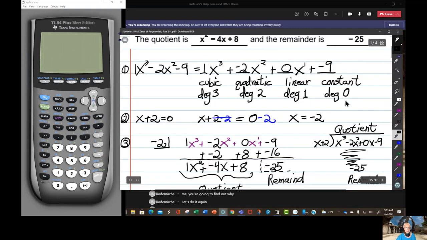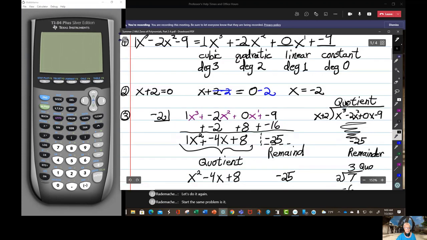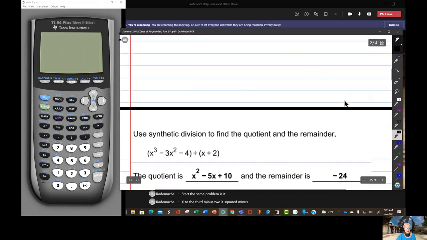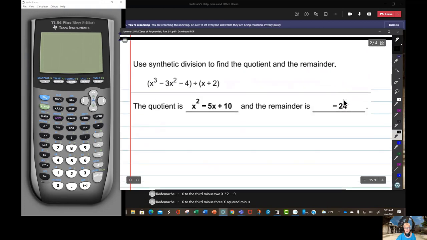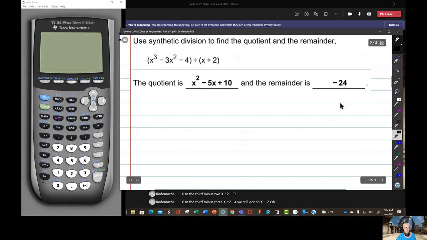It's not the same problem, is it? X to the third minus 2x squared minus 9. X to the third minus 3x squared minus 4. We've still got an x plus 2. Oh well, you can't win them all, can you? Okay, step 1. Write this as 1x to the third minus 3x squared plus 0x minus 4.